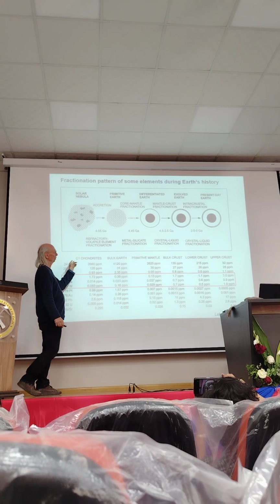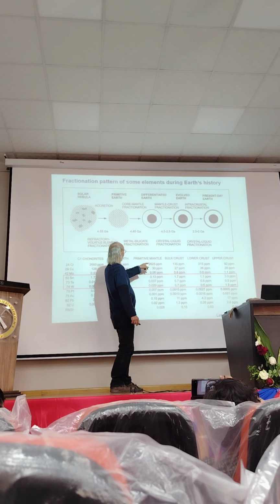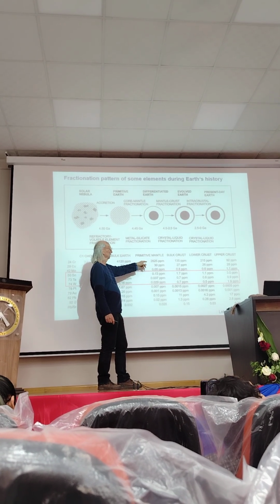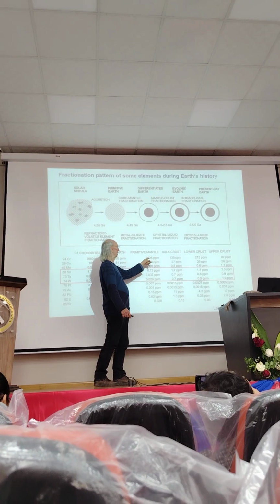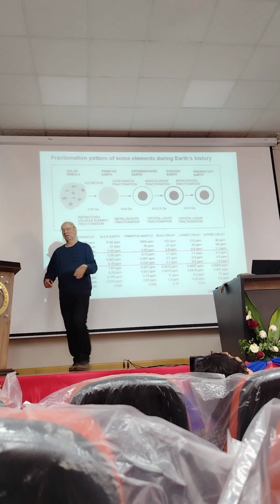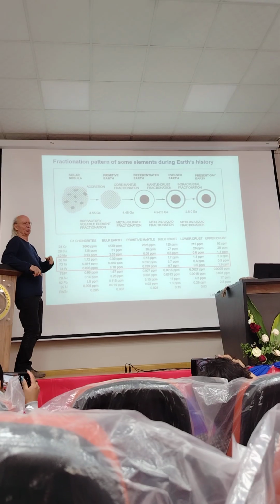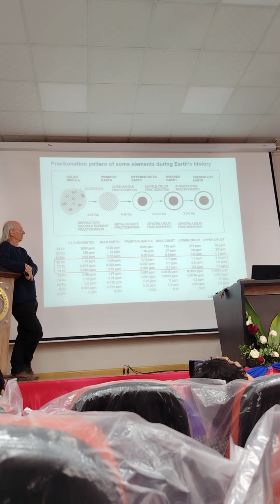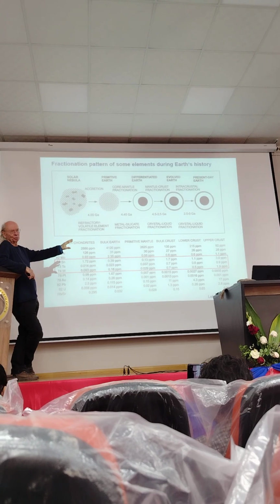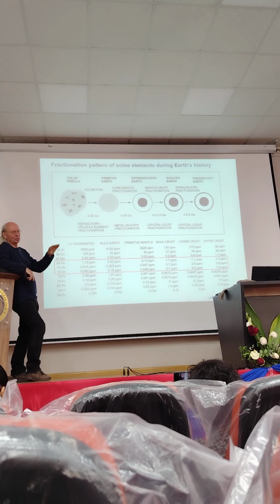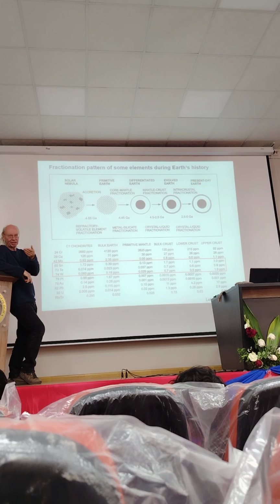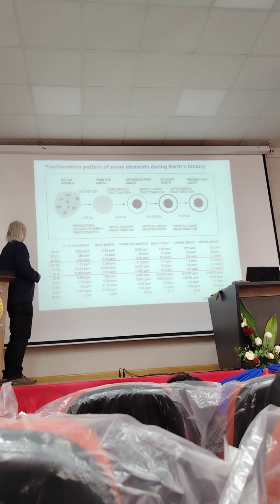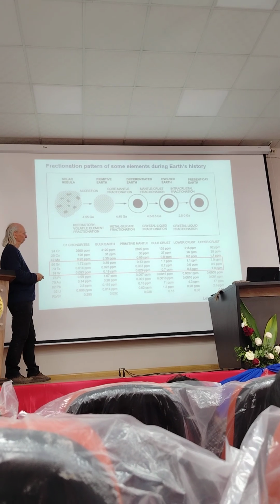Actually, I have put it here. Chromium is on the first line. You come from the primitive mantle to bulk crust, melting of the mantle. And then the bulk crust has much less, 20 times less chromium, because chromium behaves as a compatible element during melting of the mantle. So this is why it's very nice to look at these data. Just from the tables you can learn a lot. Try to understand what are the processes behind this pattern. Okay.